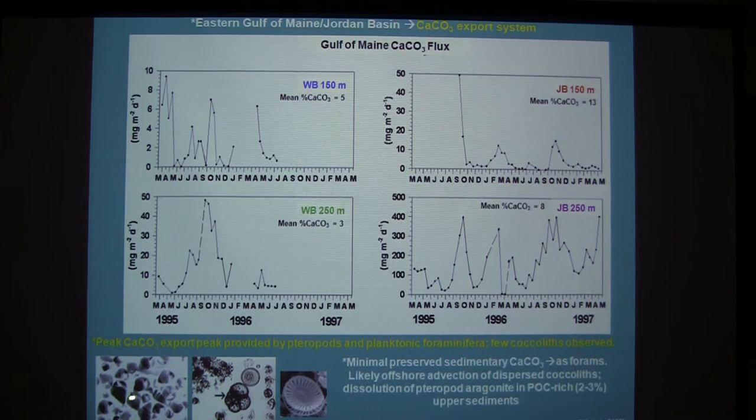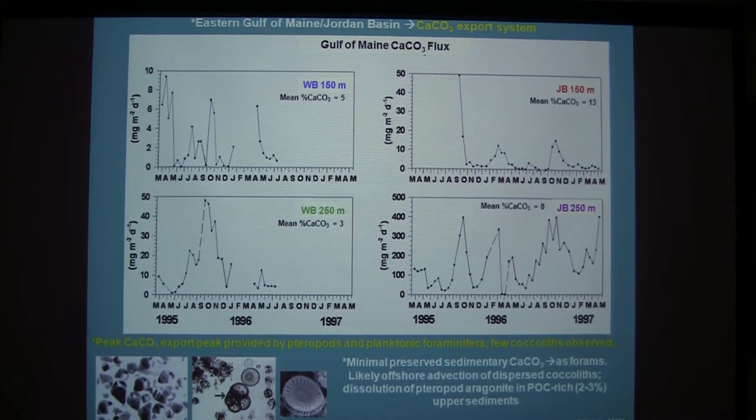These are some of the coiled pteropods. They're called Limacina. And then another carbonate producer in the Gulf of Maine, the pteropods and the forams being consumers, not primary producers, but coccoliths being the product from coccolithophores, we don't see them in the sediments at all. They dissolve certainly well before, maybe in the nepheloid layer. We don't see them in the sediments at all. So we see minimal preserved carbonate.